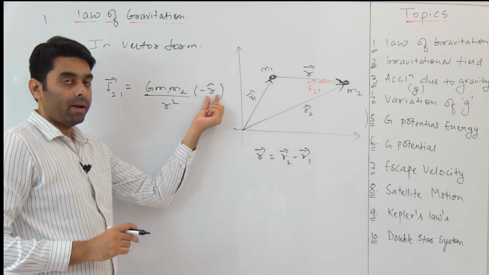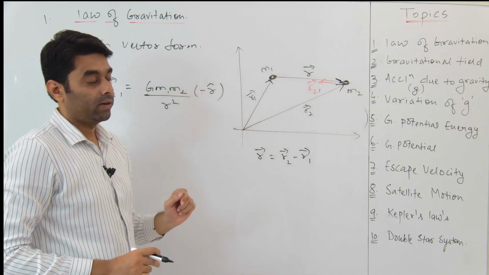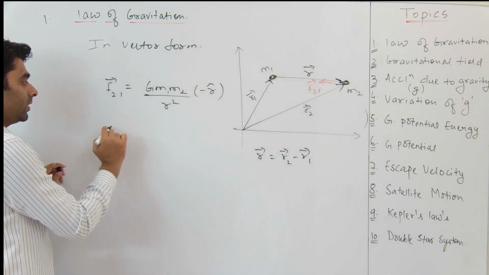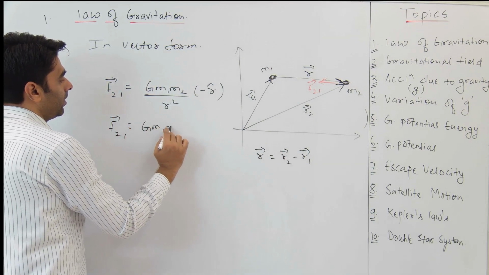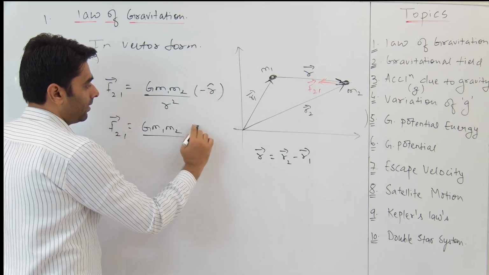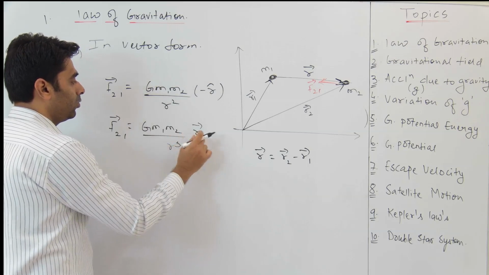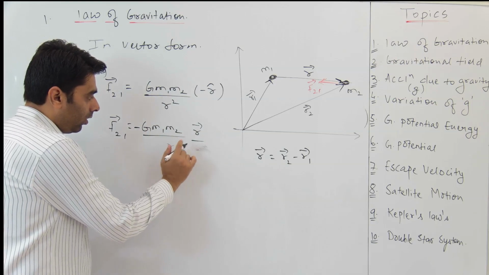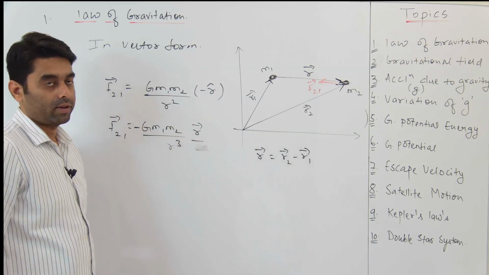That means r cap is the unit vector for the position of 2 with respect to 1. We know r vector is r2 minus r1. So I can further write F21 equals minus G m1 m2 by r square times r cap, and r cap can be written as r vector by r, which ultimately becomes r vector by r cube, and this negative sign comes over here. So this is the law of gravitation in vector terms. Here, r vector is basically r2 minus r1.